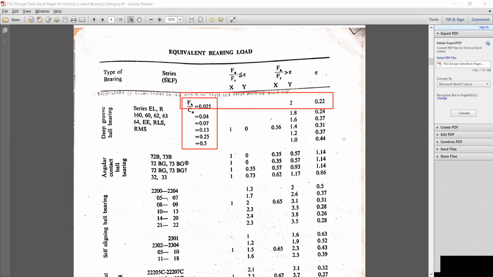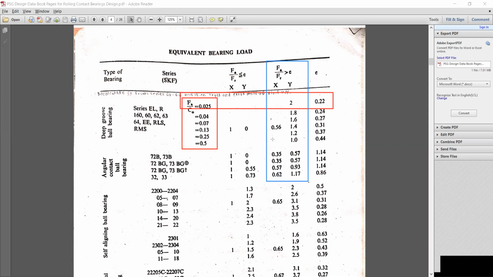So what we get is the value of e based on the ratio. Here the value of e is 0.22. Now we need to compare this value with the Fa upon Fr ratio. The Fa upon Fr ratio is 0.48. So it means that the Fa upon Fr ratio is greater than that of e. So we have selected this column, as the values increase.